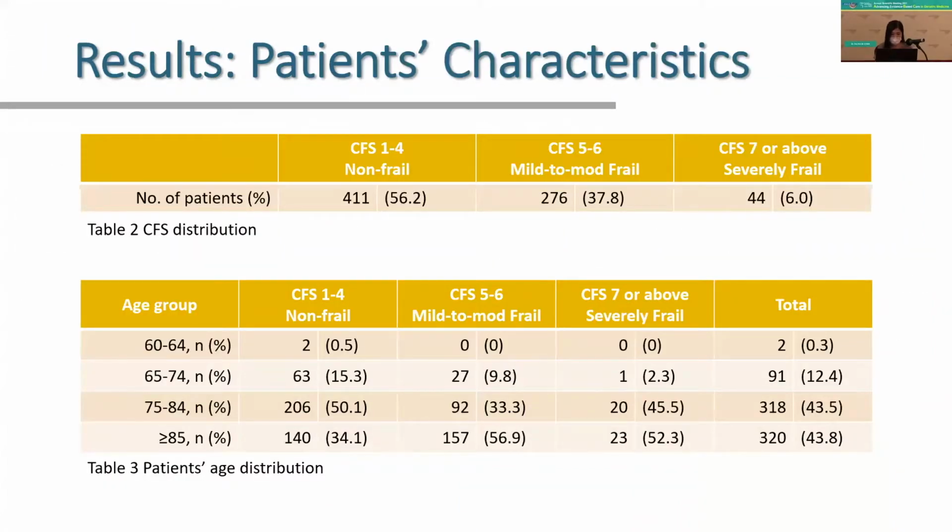Patients were categorized into 3 CFS groups according to description: CFS 1 to 4 to the non-frail group, CFS 5 to 6 to the mild to moderately frail group, and CFS 7 or above to the severely frail group. More than half of the study population belongs to the non-frail group. For age distribution, more than 80% of them were aged 75 or above.